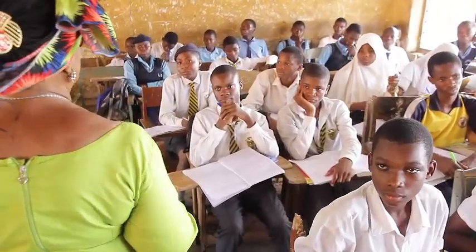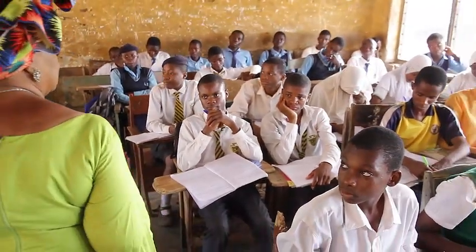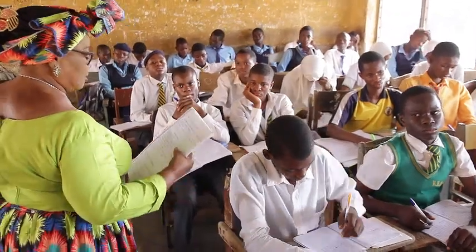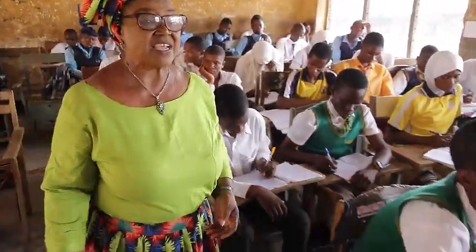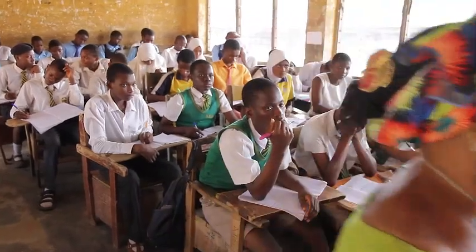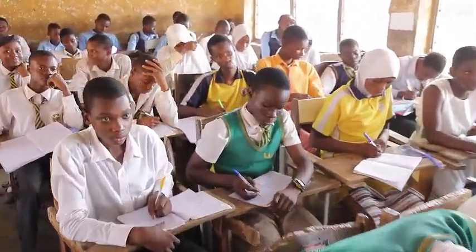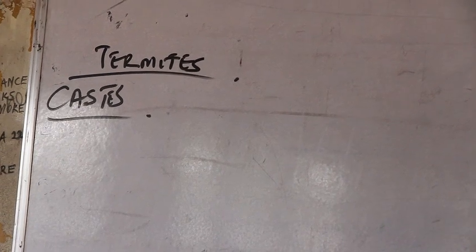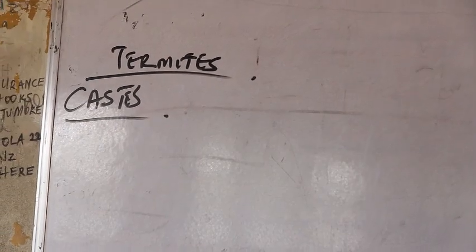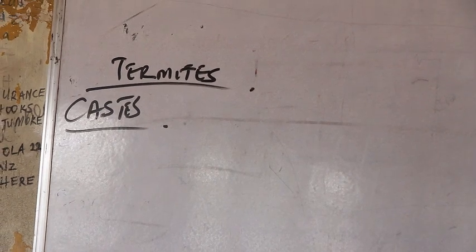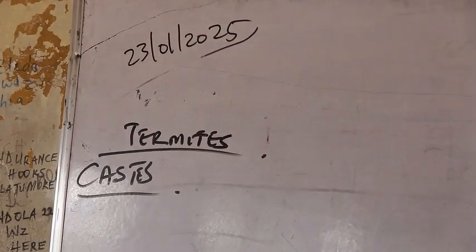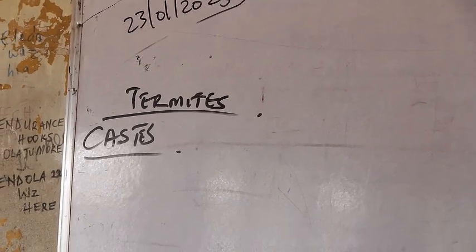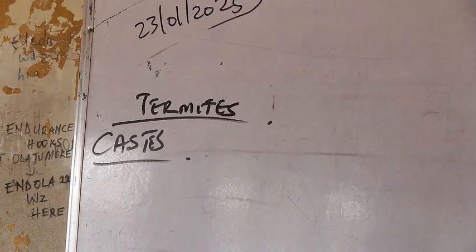So the chambers they make underground are also called anthills. So let's look at the castes. We said they live in castes. Let's look at the castes of the termites. All the various individuals in the termite colony are grouped into three castes.